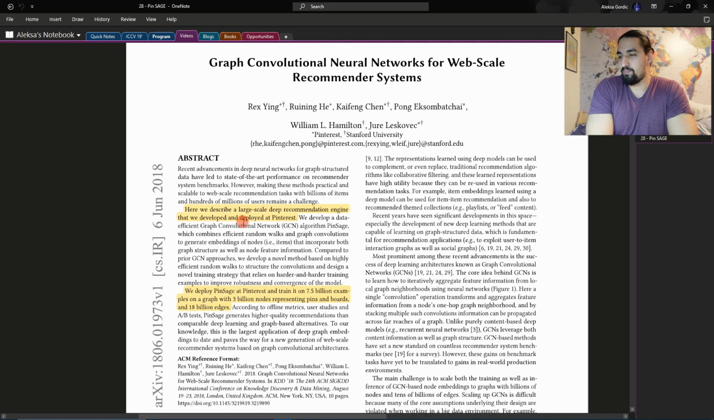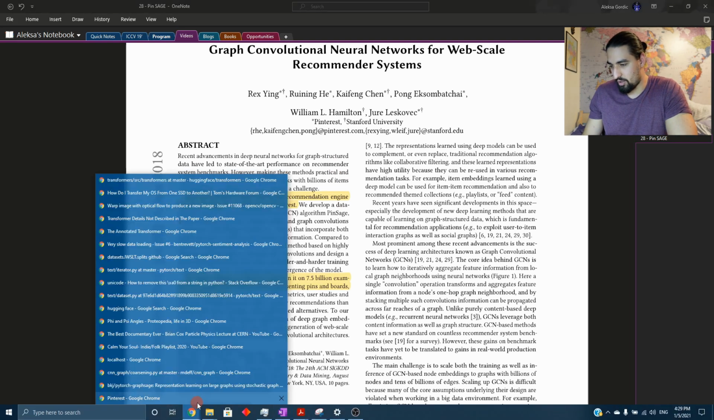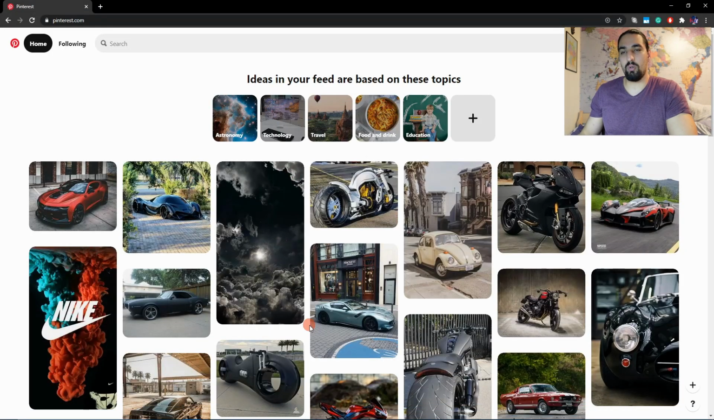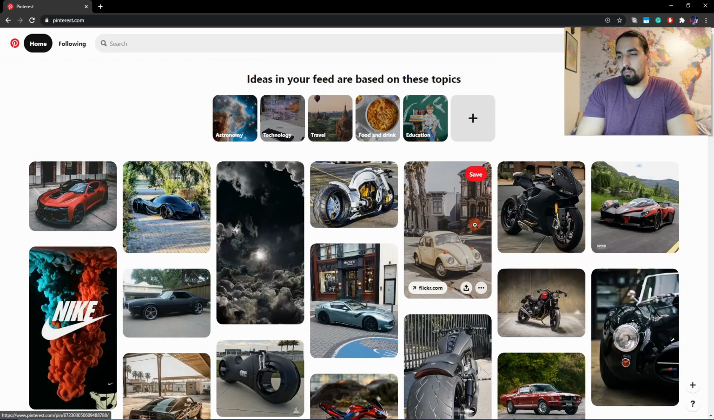So let me start. We describe a large-scale deep recommendation engine that we developed and deployed at Pinterest. I happen to have opened a new account today, so let me show you how it all functions. I'm showing you this because they're training PinSage for two specific recommendation tasks. The first one is home feed recommendation, where the goal is to give you the most relevant pins on your home feed.